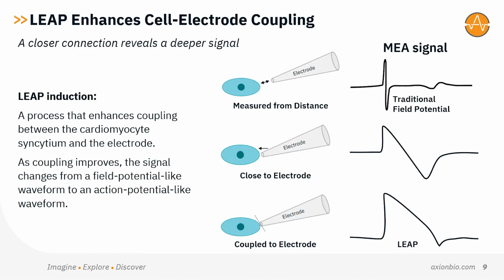So how does the LEAP assay actually work? The answer lies in the cell-electrode coupling, and this is the key idea behind LEAP. In a traditional field potential recording, the electrode measures electrical activity from the cardiomyocyte syncytium, but the signal has a field potential-like shape. During LEAP induction, coupling between the cardiomyocyte syncytium and the electrode is enhanced. As that coupling improves, the recorded signal changes from a field potential-like waveform to an action potential-like waveform.